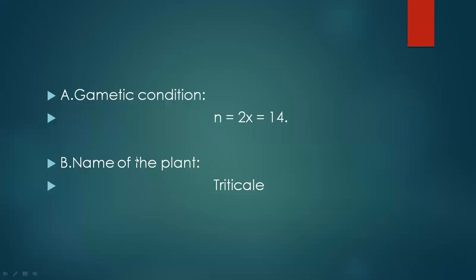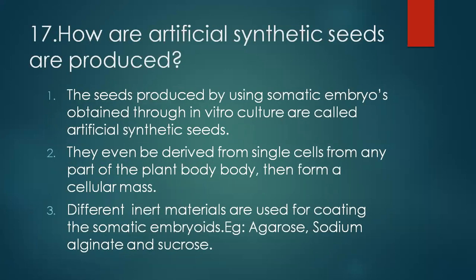The answer, A, the gametic condition, n = 2x, 2 into 7 = 14. And name of the plant, triticale, the first man-made cereal. Next question. How are artificial synthetic seeds produced?